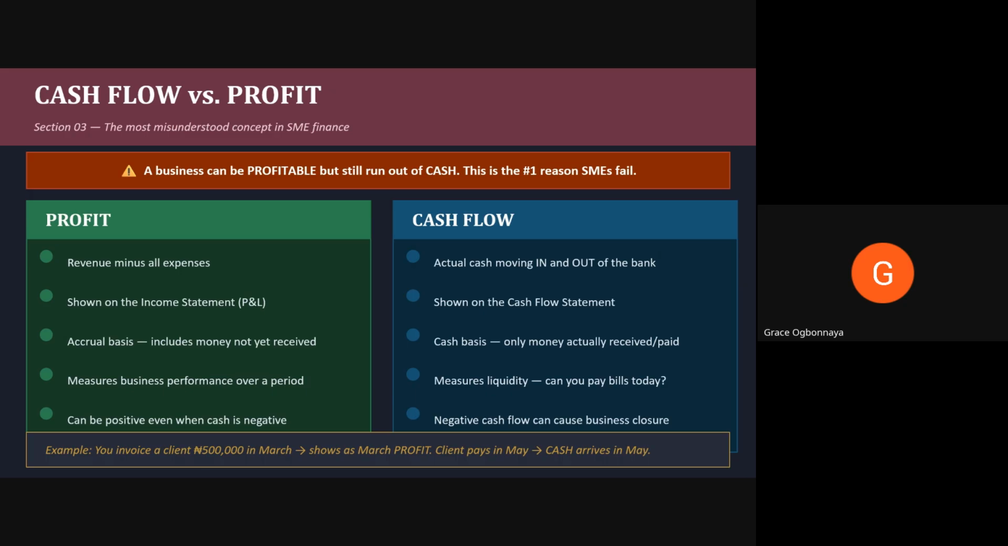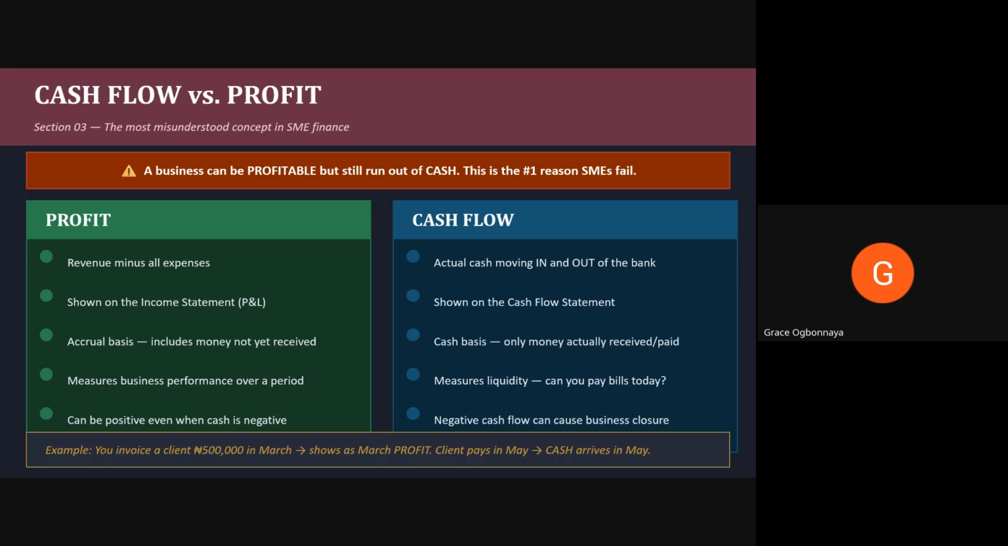You have to account for it. That's still your profit. But where is the cash? There's no cash. You have to account for it because this particular financial statement is on accrual basis. And of course, you use it to measure your business performance over a period. Though you have not gotten the money at hand, you use it to measure what we realized this period. It can be positive even when cash is negative. Because it's accruals, you have not gotten the cash, but you recorded that a profit was made.